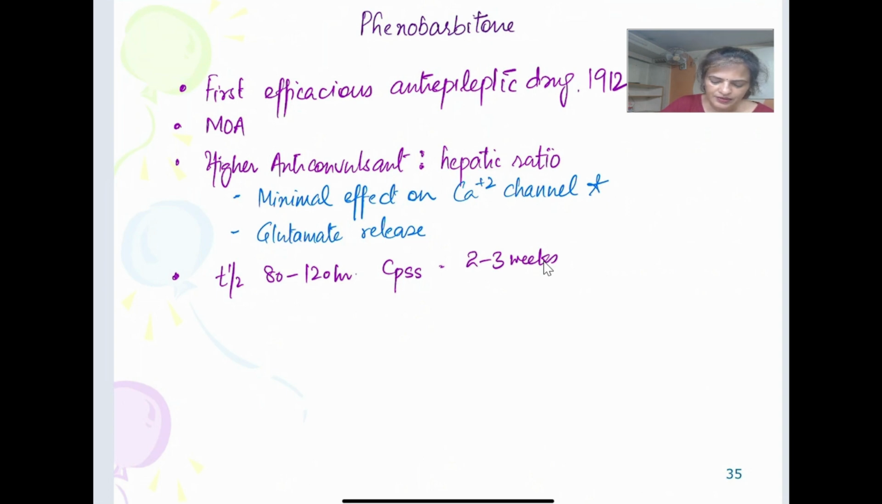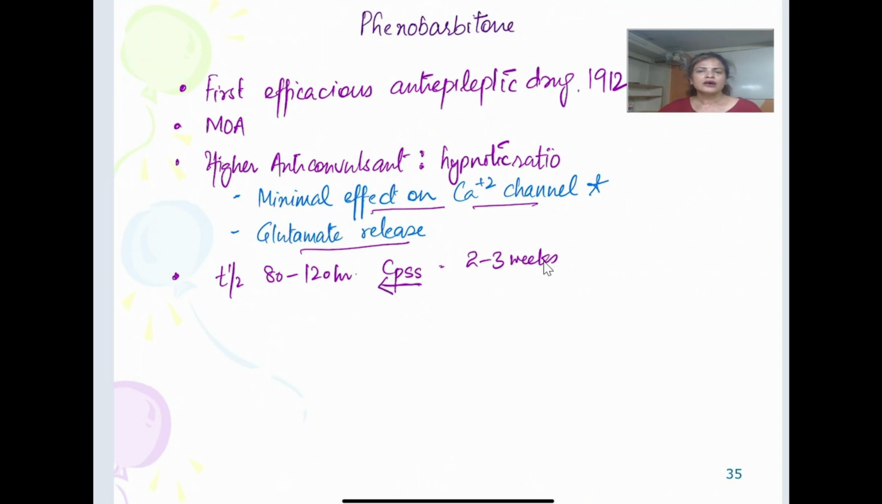It is not hepatic, sorry guys, it is a hypnotic ratio. So anticonvulsant is the highest for this in comparison to the rest of the barbiturates, because maybe the reason they say is minimal effect on the calcium channel and glutamate release. Its half-life is quite good, 18 to 120 hours, because its half-life is long. So steady state, read it backwards, steady state plasma concentration is 2 to 3 weeks.